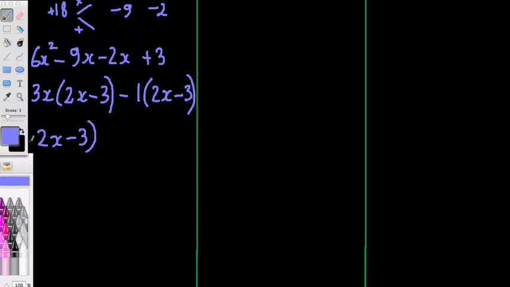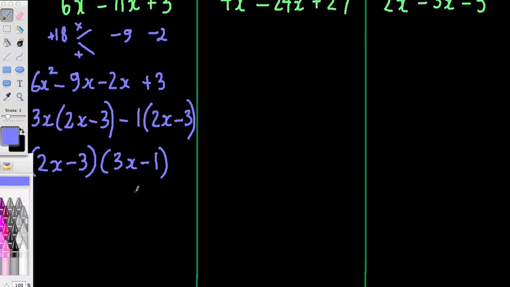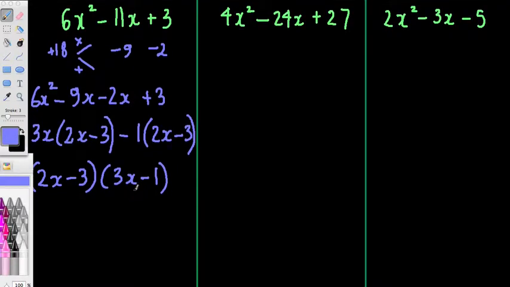2x minus 3 is a common bracket. I'm taking that out. And then we're left with 3x minus 1. Nearly ran out of space there. Okay, so this one here.